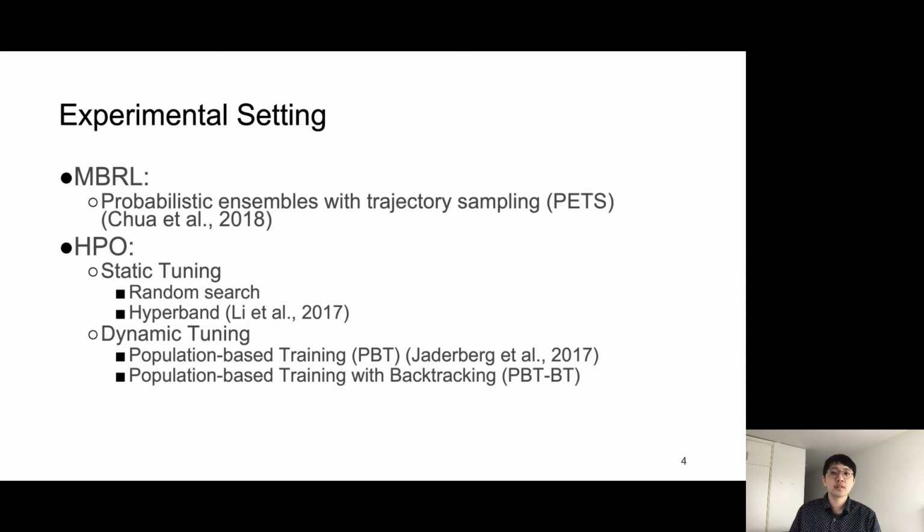So in order to answer these questions, we apply HPO techniques, including random search and Hyperband. Additionally, we also use population-based training methods, PBT, and a variation of that, PBT-BT. PBT allows us to dynamically control the hyperparameter configurations and thus address the non-stationarity of MBRL.